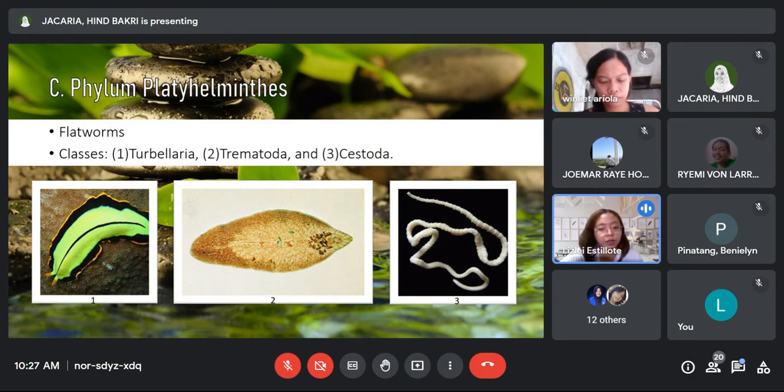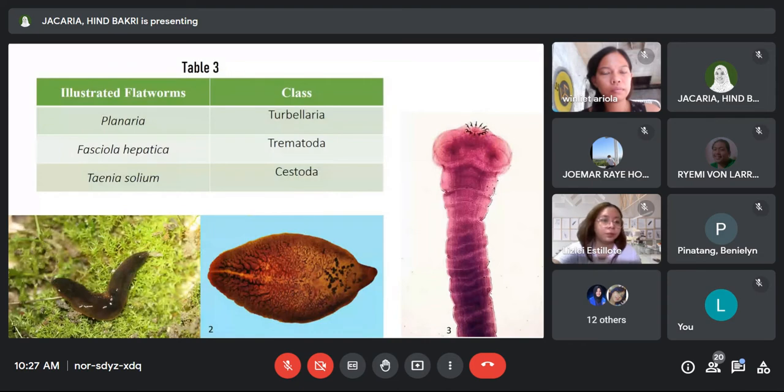The head-like part of the tapeworm is called the scolex, which has the suckers by which the animals attach to tissues, followed by the short sections in the neck, the proglottids. So for table 3, the planaria is in class Turbellaria, the Fasciola hepatica in class Trematoda, and the Taenia solium in class Cestoda.